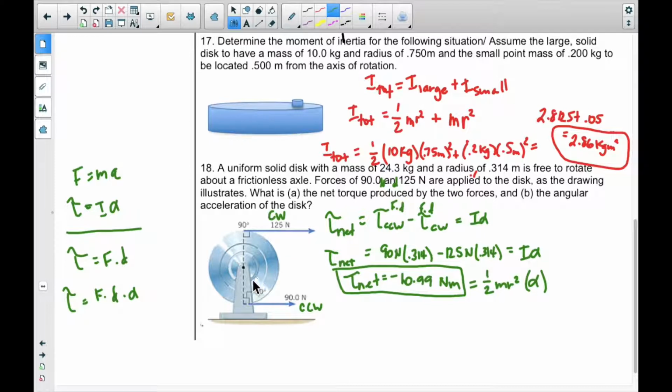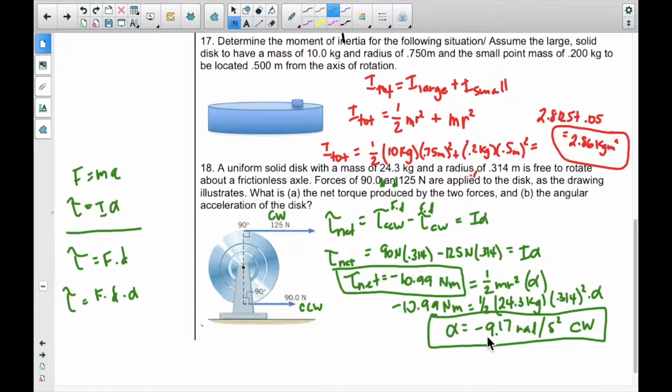And because we have a solid disk, that formula is 1/2 mr squared. And that, again, would be given to you in the problem. Times the angular acceleration, and that's what we're looking for, the angular acceleration. And so now we need to plug in some information for our m and our r. The mass was 24.3 kilograms, the radius is 0.314, and then we want to square that because the equation is 1/2 mr squared. And so now we need to plug this into our calculator, and then obviously take the 10.99, divide by whatever we get here, and that will give us our angular acceleration. So take a second to do that in your calculator.